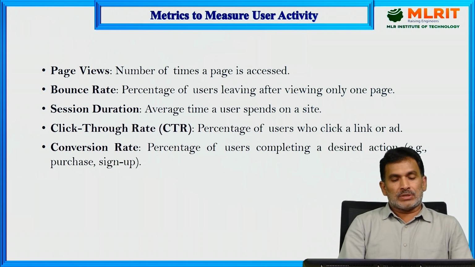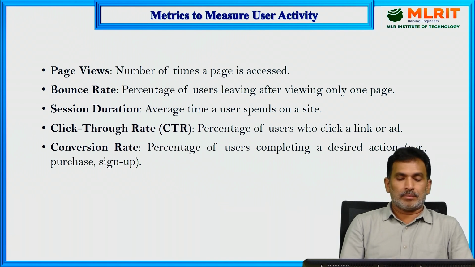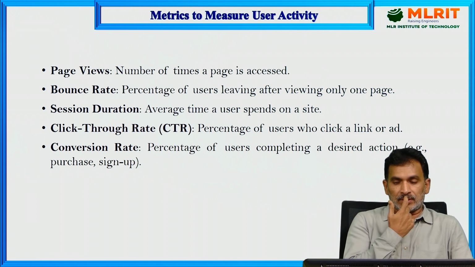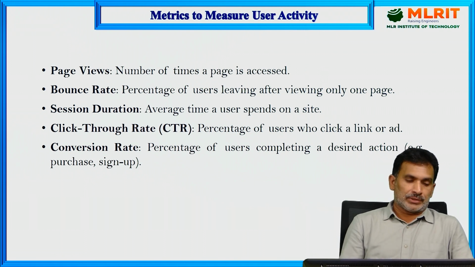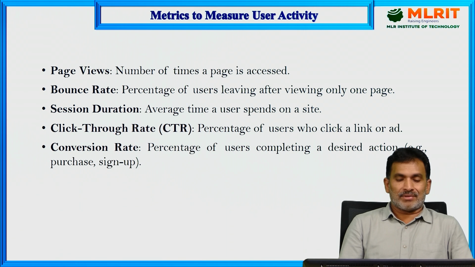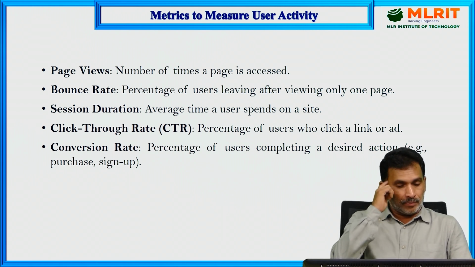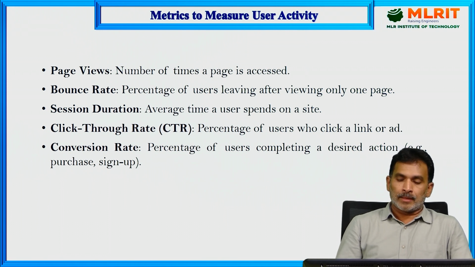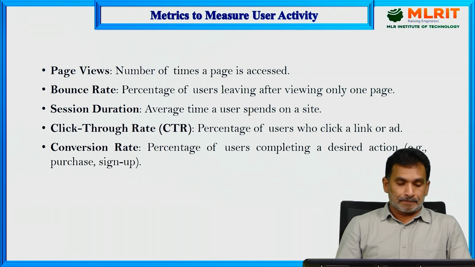Page views is the number of times a page is accessed. Bounce rate is the percentage of users leaving after viewing only one page. Session duration is the average time a user spends on a site. Click-through rate is the percentage of users who click a link or ad. Conversion rate is the percentage of users completing a desired action, for example purchases or sign-ups. Sometimes even if you want to access free content, you will be asked to sign up.